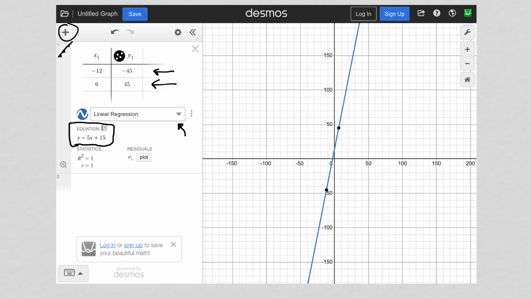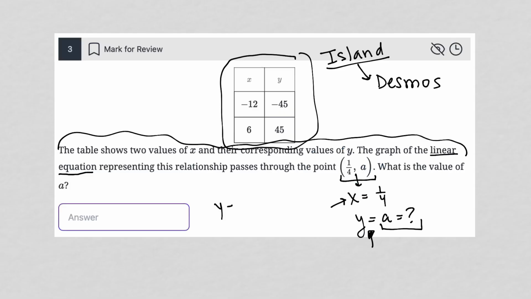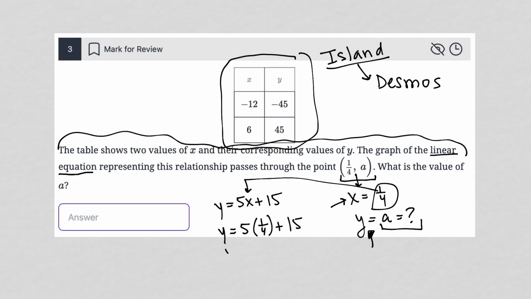And now that's where this equation that was generated by Desmos becomes helpful, because that equation tells us that y equals 5x plus 15. So we know that y is equal to 5x plus 15. Well, if we know that x is 1/4, I can just plug that 1/4 into x. So that means that y is equal to 5 times 1/4 plus 15. Now you can do the math there. y equals 5/4 plus 15.